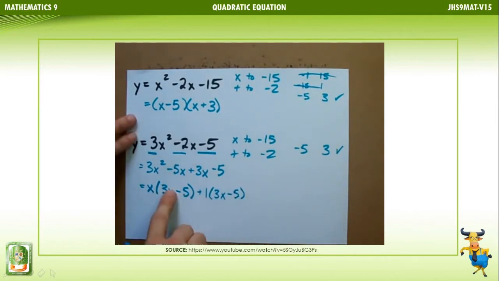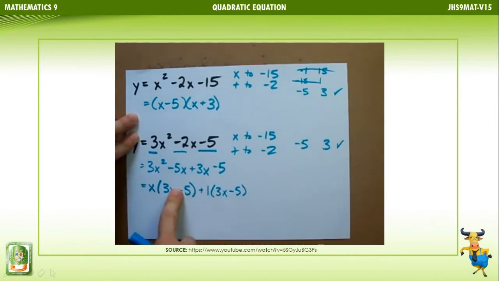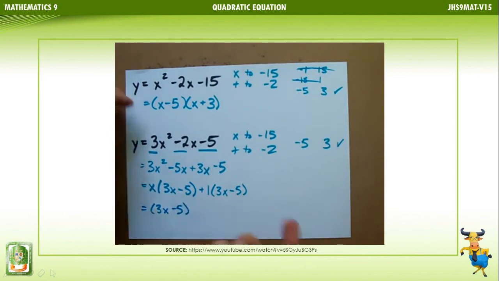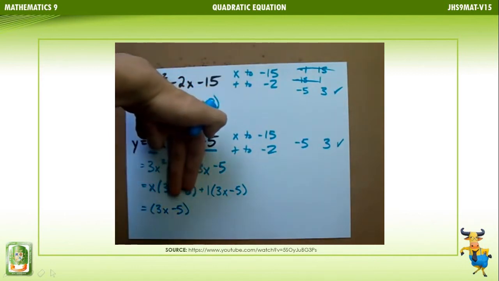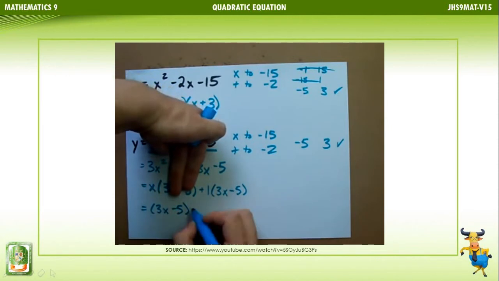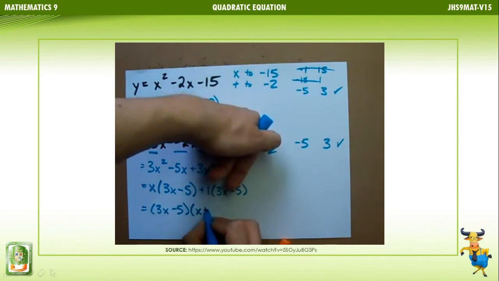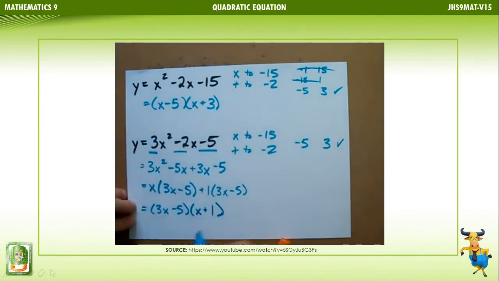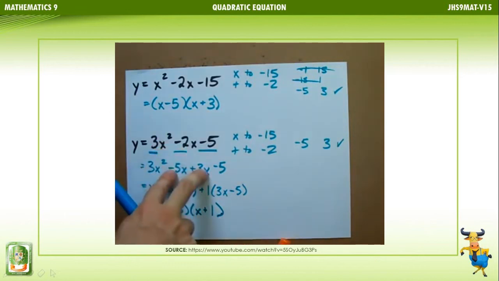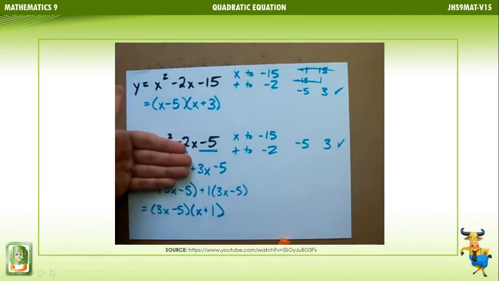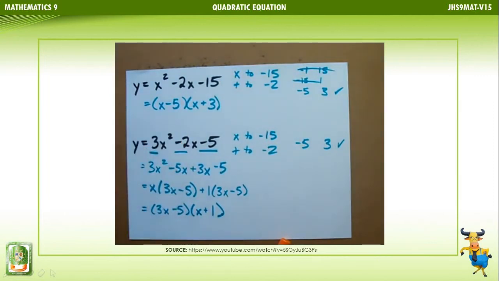Now we have 3x minus 5 in both of these terms, so we can pull that out. What are we left with? Well, when we pull 3x minus 5 out of this, we're left with x. And when we pull 3x minus 5 out of that, we're left with plus 1. And that's the factored form of that equation. A little tougher because you have to decompose that middle term, then factor the first two and second two terms.